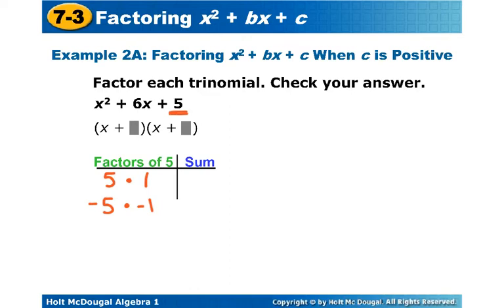However, my middle term is also positive. So because of that, that means my sum also has to be positive. So now you're going to find the sum of both of these numbers. Well, the sum of 5 and 1 is 5 plus 1, which gives me 6. And then the sum of negative 5 and negative 1 is negative 6. So that means negative 6 cannot work because I need a positive value here, meaning the factors that I'm going to be using are 5 and 1.